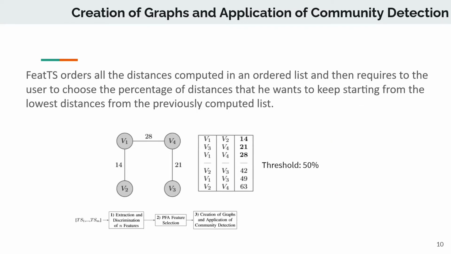In order to capture the similarity, we only retain in the graphs the edges whose weights are less than a given threshold distance. Therefore, once all the distances are ordered in ascending order and a threshold is selected, FeatTS cuts all the edges with distances higher than the maximum fixed. In the figure we decide to keep 50% of the edges, so all the edges with a distance higher than 28 will be removed from the graph.